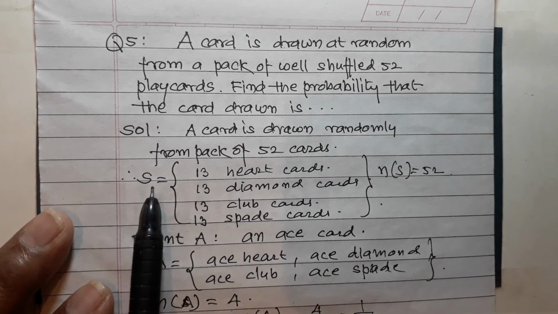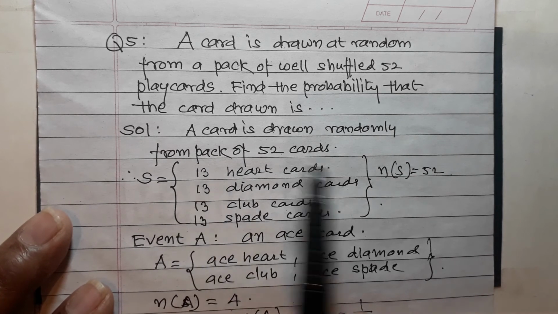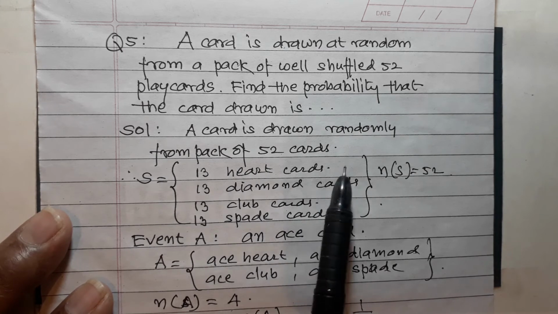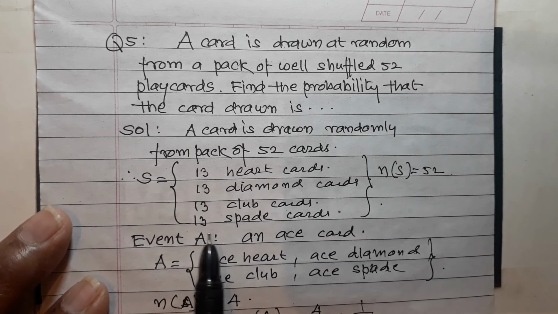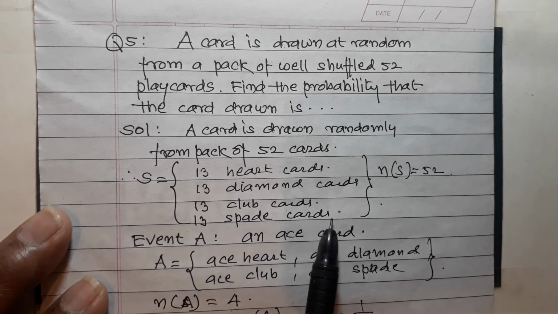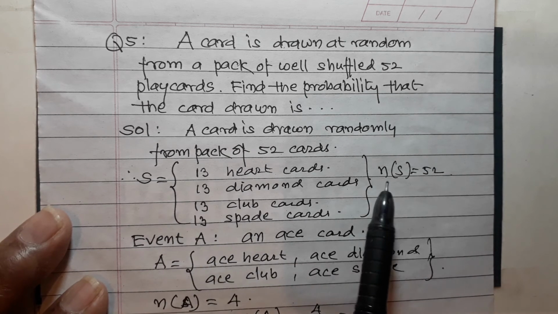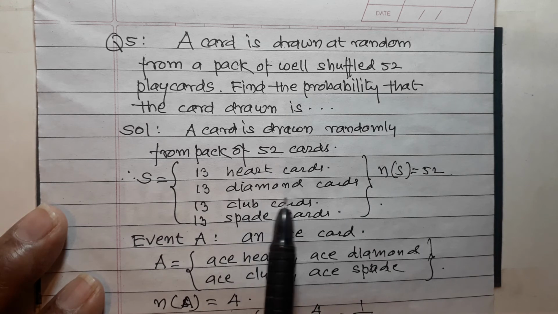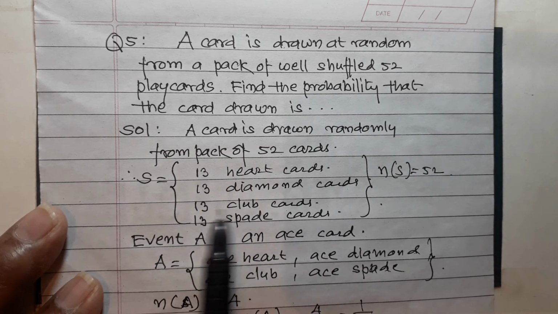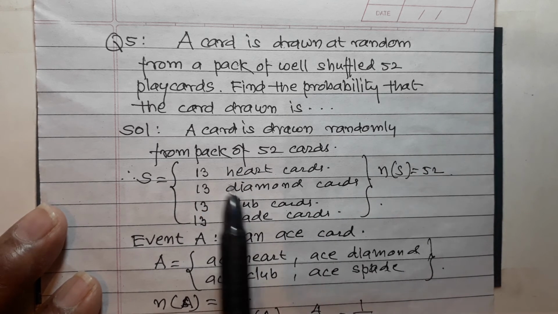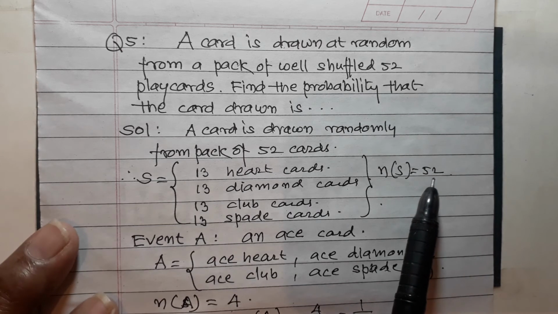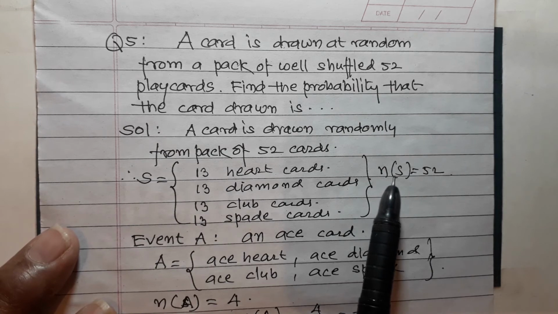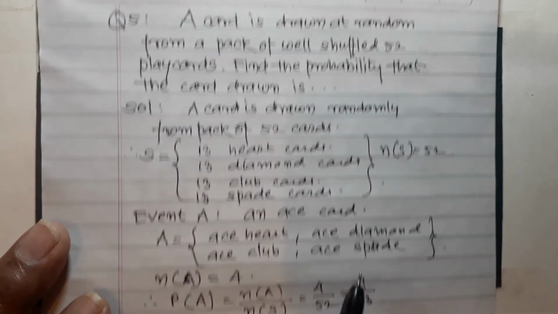Sample space S is equal to, there are 13 heart cards, 13 diamond cards, 13 club cards and 13 spade cards. So in all there are 52 cards. So these are the possible outcomes. So 13 plus 13 plus 13 plus 13 is equal to 52, and therefore n of S is equal to 52.